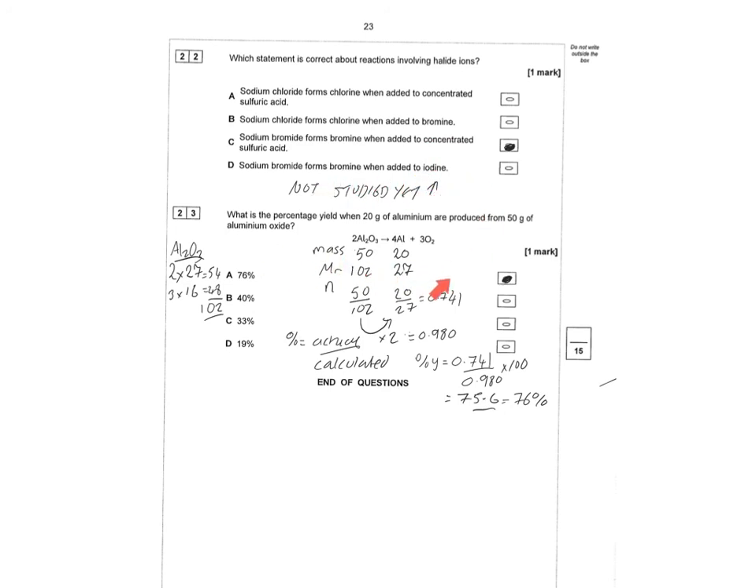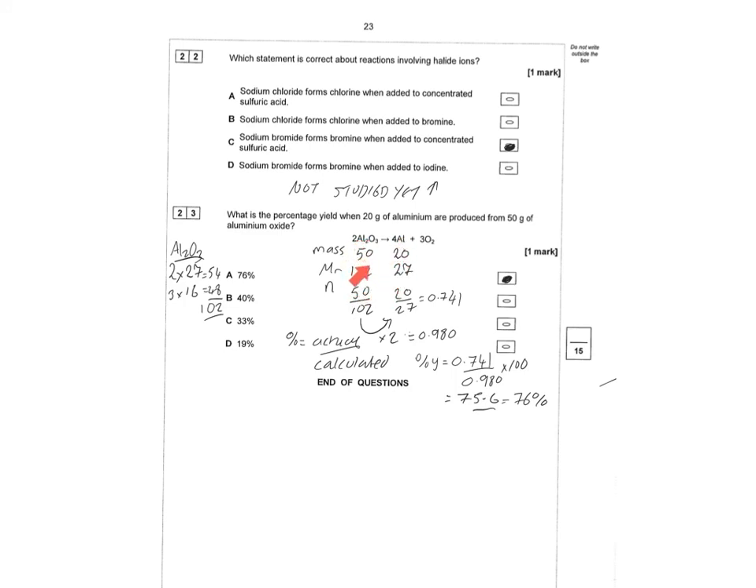Right, if we now go to question 23, it's a simple percentage yield question, and you've got two masses. So you use the ratios here. So the mass of aluminium that's produced is 20, and we start with 50 grams of aluminium oxide. The Mr of aluminium oxide is 102. The relative atomic mass of aluminium is 27. Do not use these ratios. Mr is the mass of one mole of aluminium oxide, or Ar is the mass of one mole of aluminium. Convert to moles, mass over Mr, and look at the ratio.